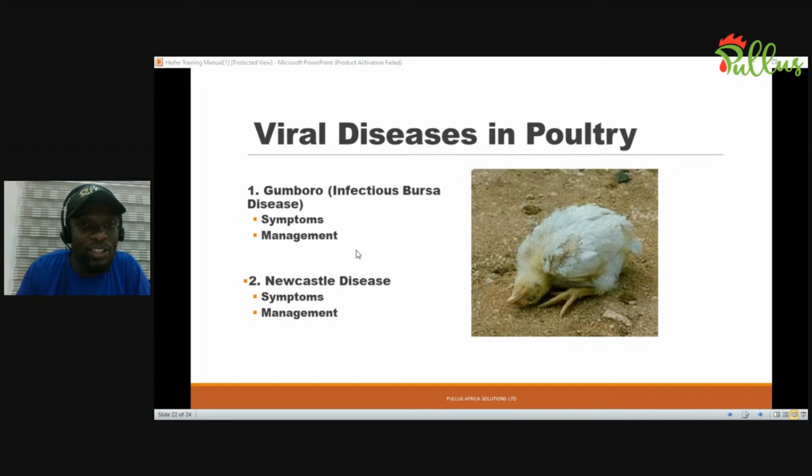So, how do you manage this problem? I would also like to remind you that vaccination is one of the best ways to prevent this problem, this Newcastle, and that is the reason why we give Lasota. If you're raising broilers, you know you're supposed to give the first dose and the second dose of Lasota.